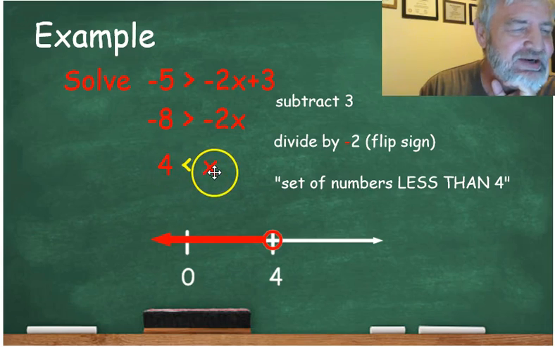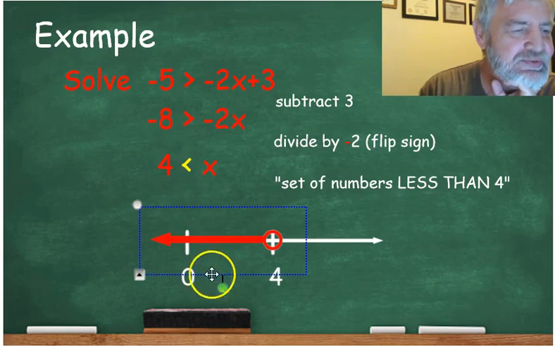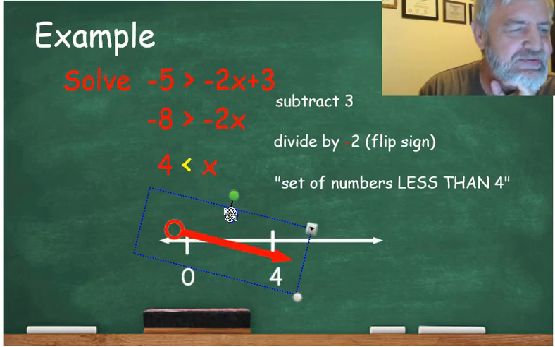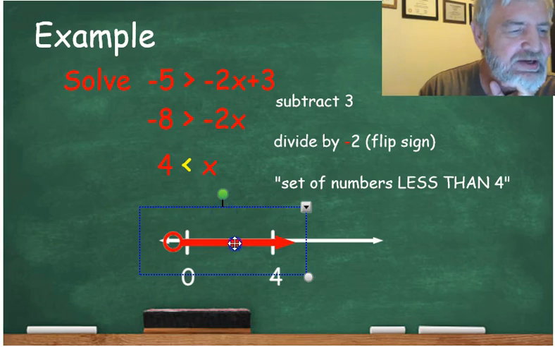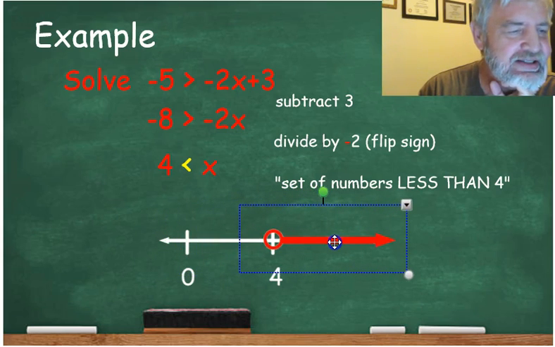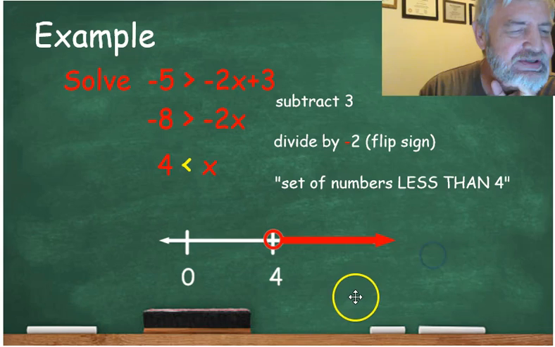This statement back here, again, if I'm reading from the x towards the number, we're looking for numbers that are bigger than 4. So really the more accurate way of showing this answer is going to look like this. Numbers that are bigger than 4.